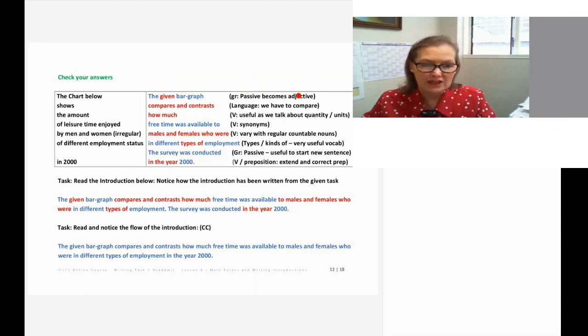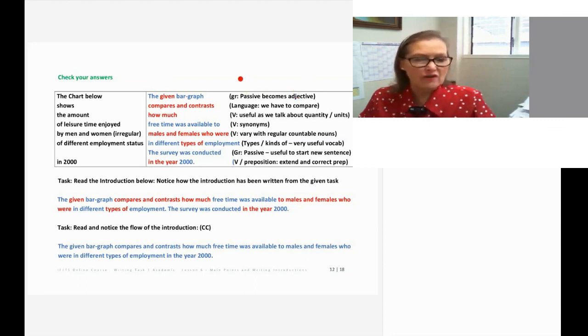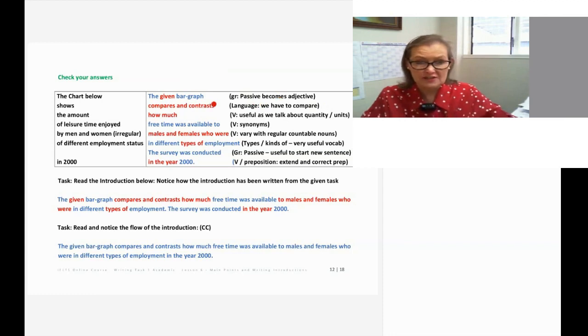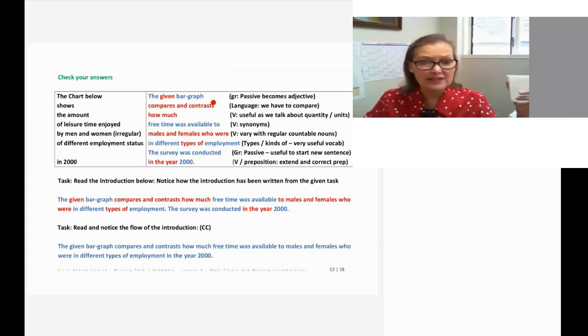Now, this little word, how much, is very useful because, of course, we're talking about quantity in these graphs. And so how much is a useful way to talk about the amount or the number. So my sentence so far is going to read, the given bar graph compares and contrasts how much free time. So notice how I've changed that. Leisure time becomes free time. So I've used a slightly different word. I've used a synonym. And then, free time was available. So notice how I've changed that phrase.